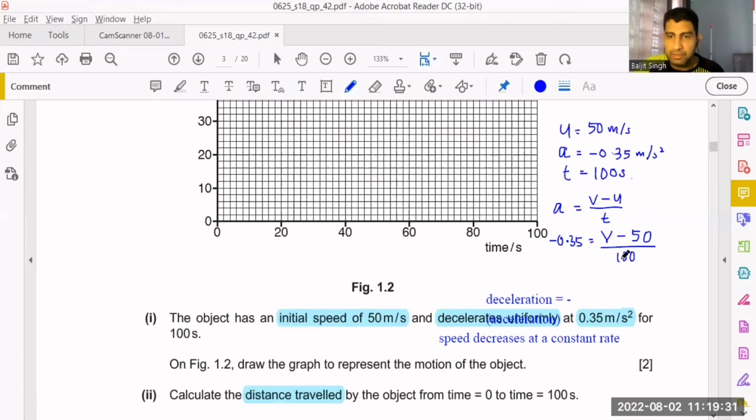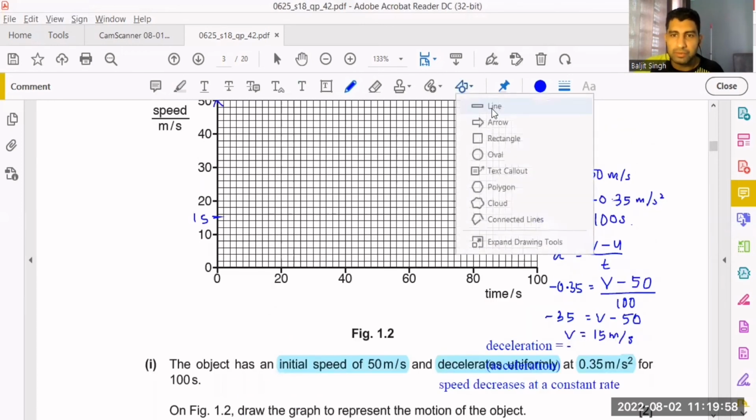Right? So we can move it. Negative 0.35 will be equal to V minus 50 over 100. So V will be equal to, you move it over, 15 meters per second. So the final speed of the object is 15 meters per second, which is here, 15. And it takes 100 seconds to reach that speed. So 100 seconds, here.